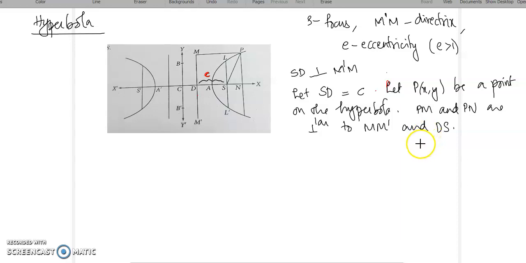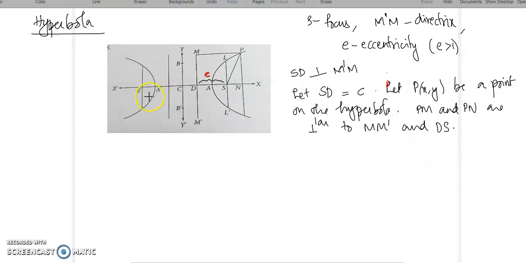Hello, so in today's session we will begin hyperbola. So we will be looking at what is the standard equation of hyperbola. So how to derive the standard equation, and then we will see a few properties of the hyperbola and then problems related to that. Okay.